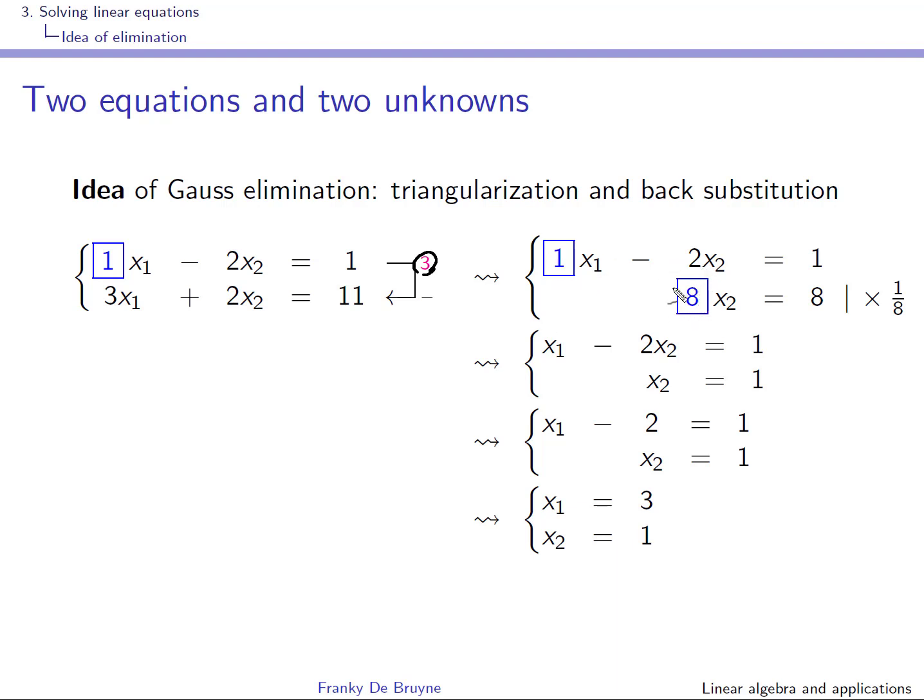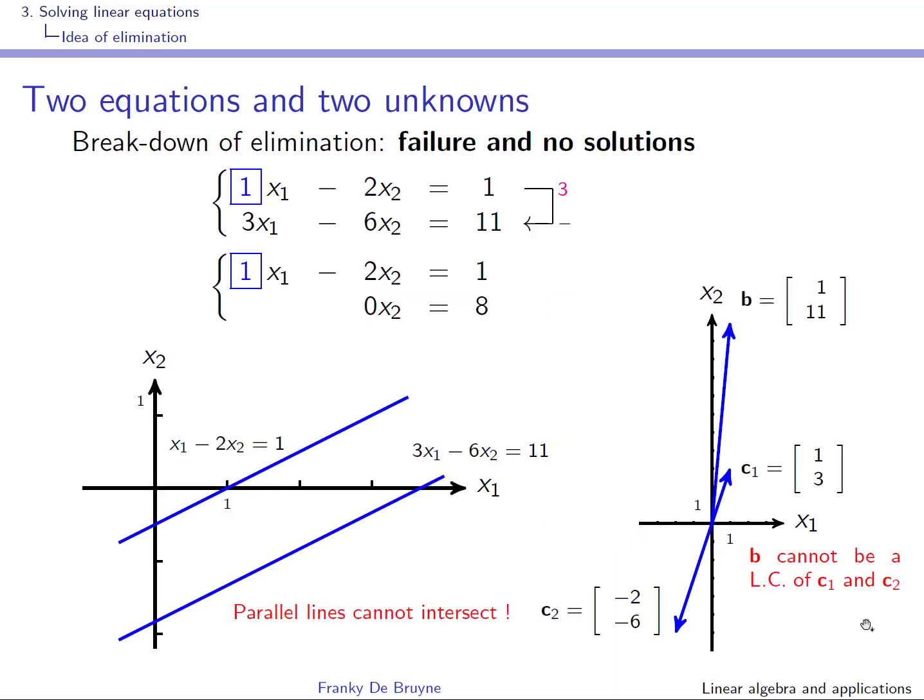You have a new pivot, which is 8. You divide the equation by 8 and you find the solution of x2. You inject it in the equation over here. x2 equals 1, so you have -2, and you take it on the other side. So this is Gaussian elimination explained on a very simple example.